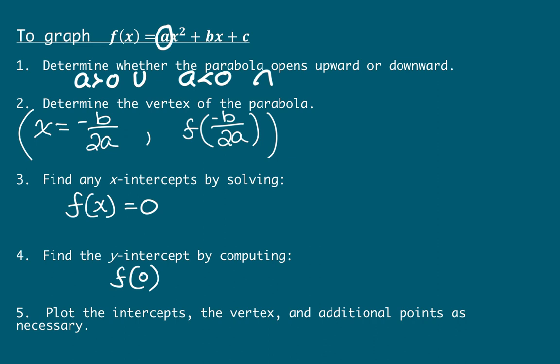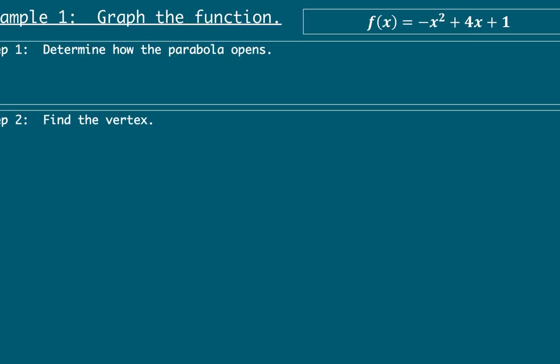So let's look at an example. Let's plot f of x equal to negative x squared plus 4x plus 1. First, let's determine how the parabola opens. In this case, a is equal to negative 1. Since a is less than 0, the parabola will open downward. So this is going to be a downward-facing parabola.